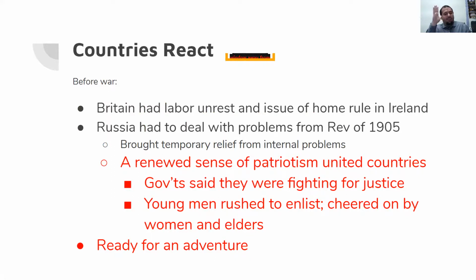So countries react. Before the war, Britain had labor unrest and the issue of home rule in Ireland. Russia had to deal with problems from the revolution of 1905, which we discussed last chapter. The war brought temporary relief from internal problems. There's a renewed sense of patriotism, which is going to unite countries. Governments said that they were fighting for justice. Young men rushed to enlist, cheered on by women and elders, and they thought they were ready for an adventure.